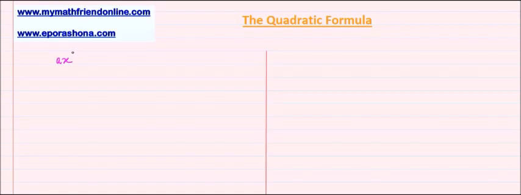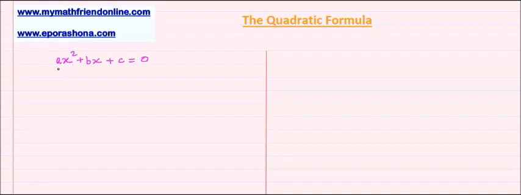General quadratic equation is ax squared plus bx plus c is equal to 0, where a is the coefficient of x squared, b is the coefficient of x, and c is the constant term. Okay. Now we will be solving for x with the help of the completing the square method.